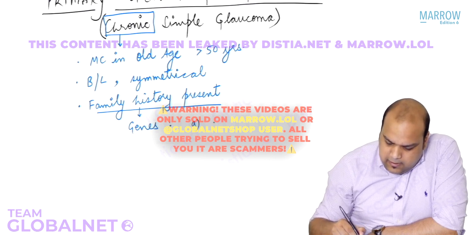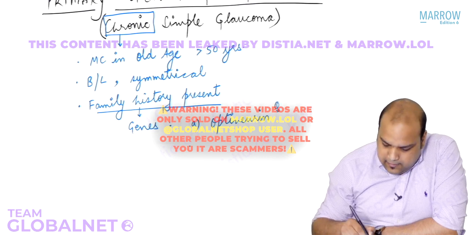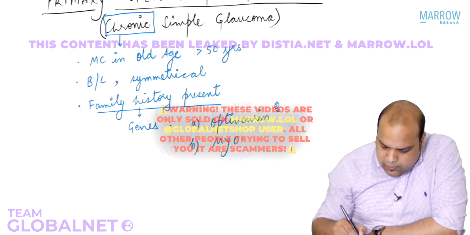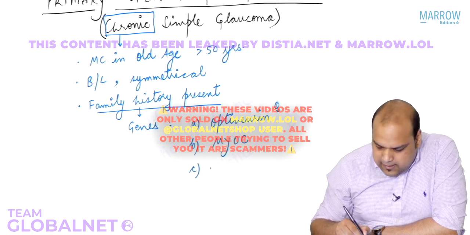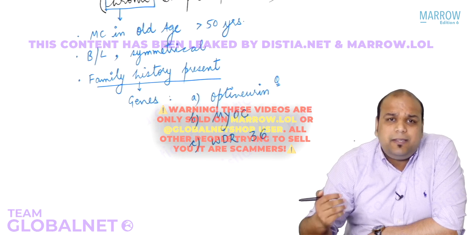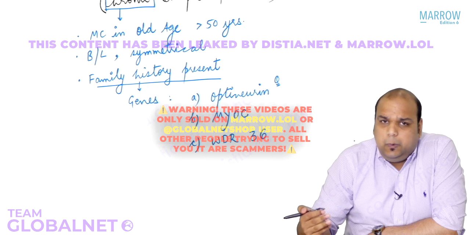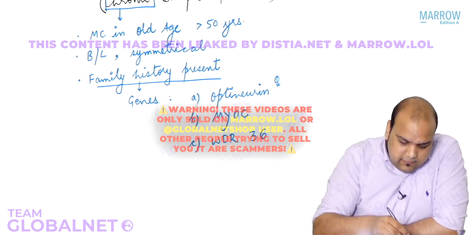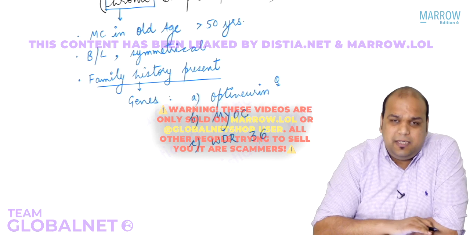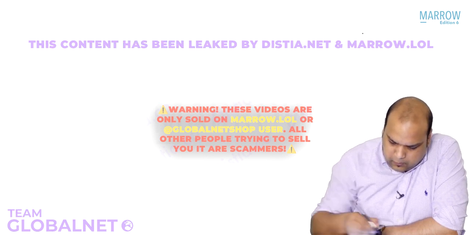3 genes, everybody. The first gene is optineurin gene. This question was asked in AIIMS 2014. Second gene is MYOC, myocilin gene. And the third is WDR36. There are approximately 36 genes which have been postulated, but only 3 are confirmed to be associated with hereditary open angle glaucoma. Right, guys? Now, once we know this simple etiological associations, let's see what are the symptoms of open angle glaucoma.